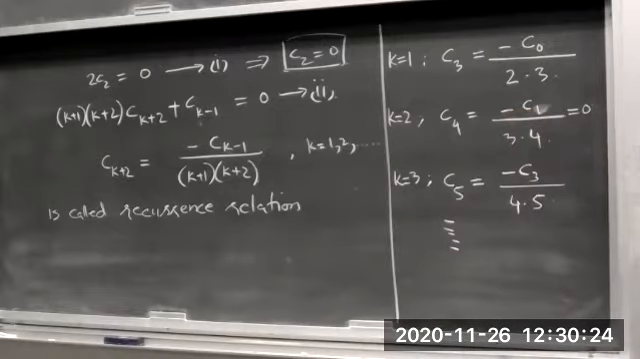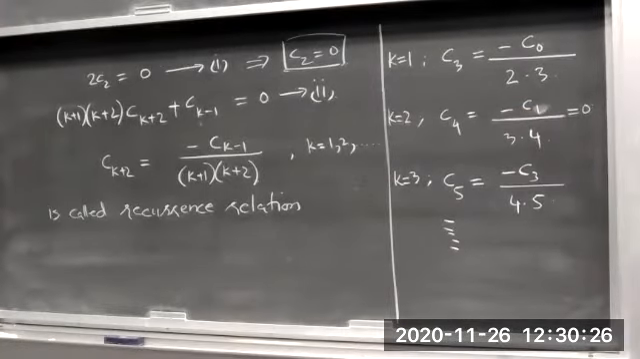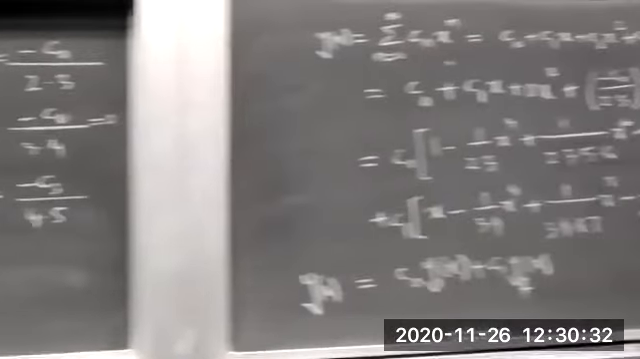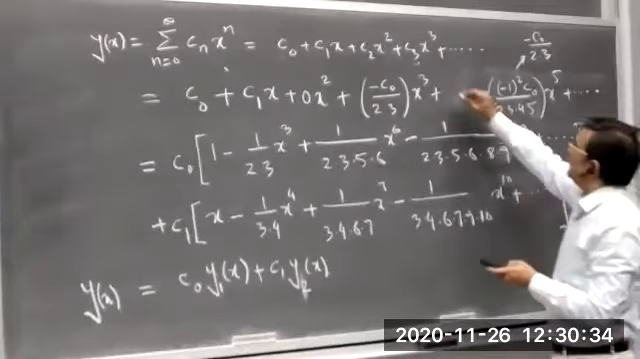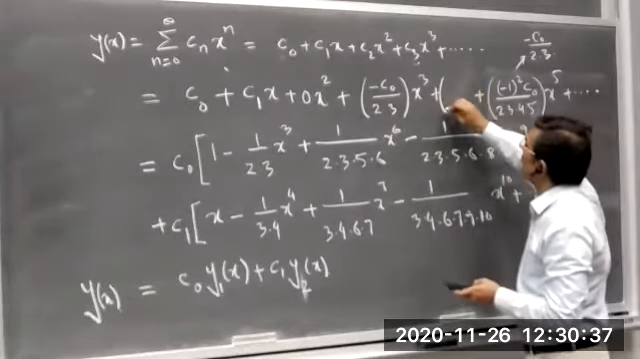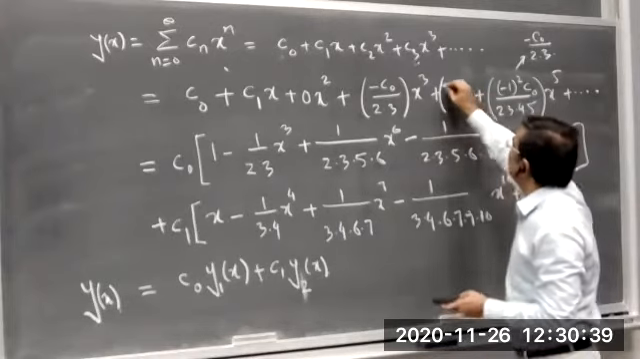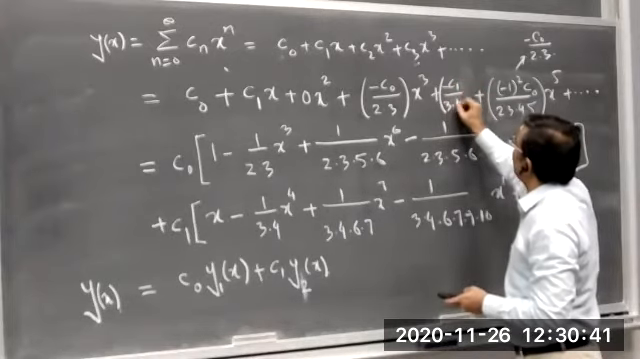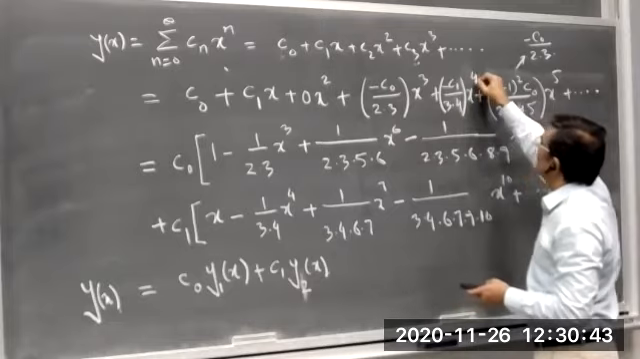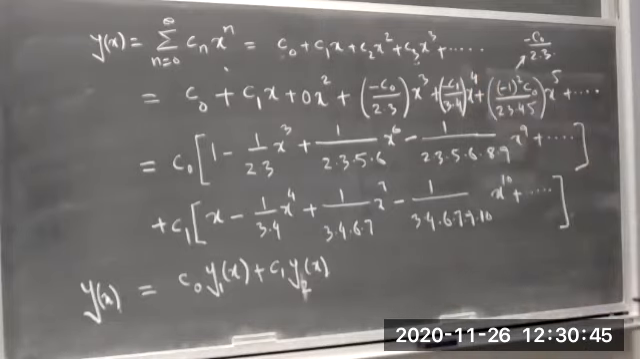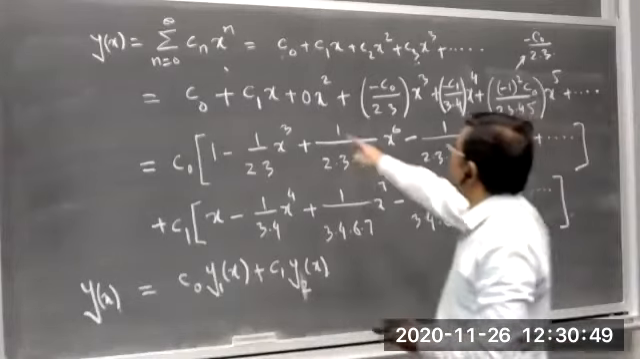So the coefficient of x4 is on the board. Here, the coefficient of C4 is what now? It is minus C1 divided by 3 into 4 times x power 4. Okay. Only C2 will be 0 here.